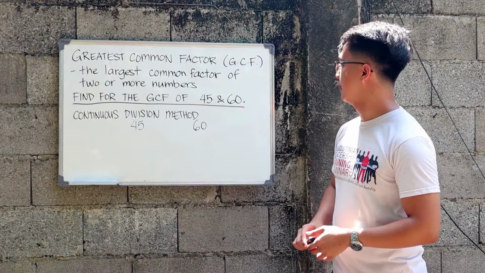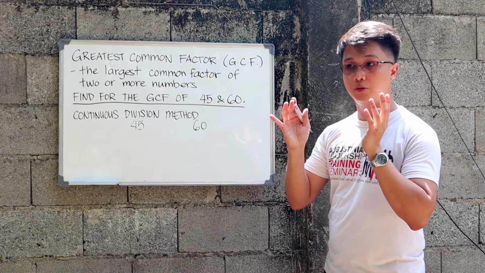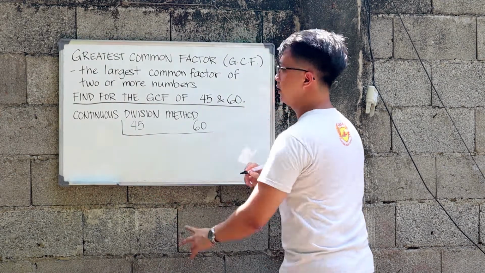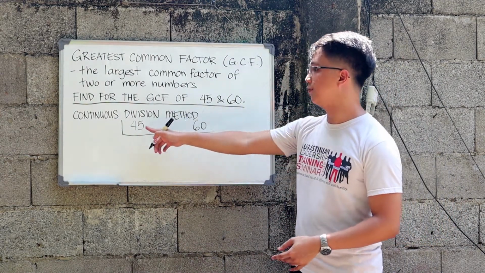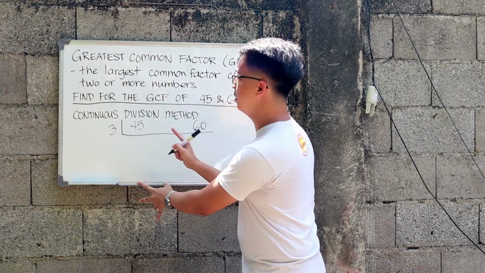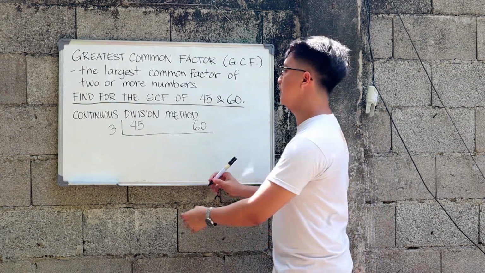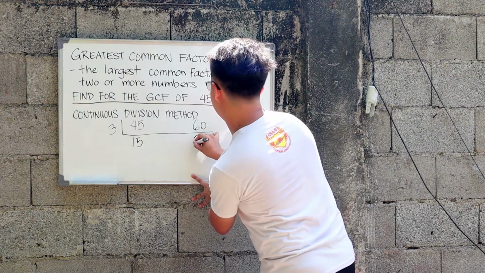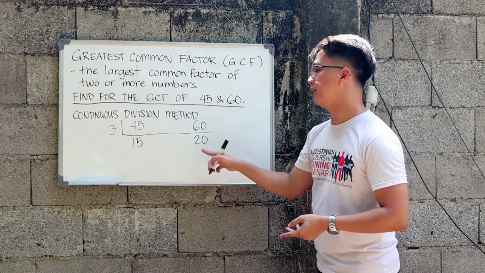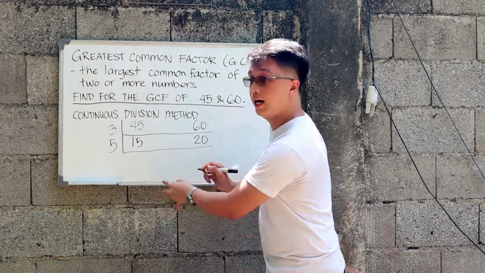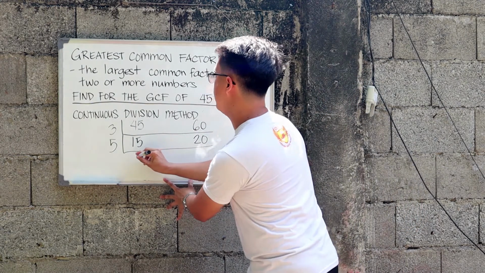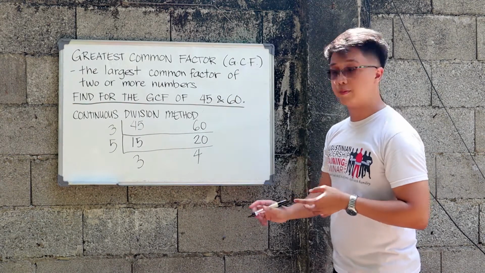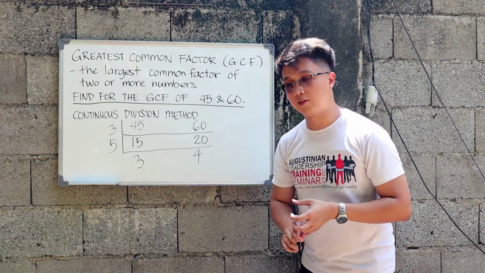45 and 60. To do the continuous division method, we're going to draw a very big reverse division symbol, and then we're going to divide. What can divide both 45 and 60? Let me divide by 3. 45 divided by 3 is 15. 60 divided by 3 is 20. What can divide 15 and 20? 5. 15 divided by 5 is 3. 20 divided by 5 is 4. There is no common factor left that can divide 3 and 4. So you are done with continuous division.